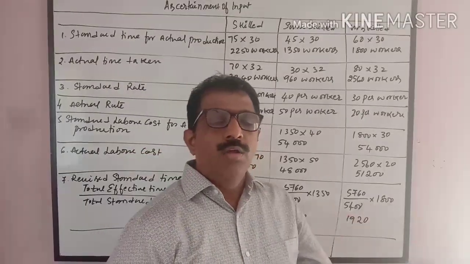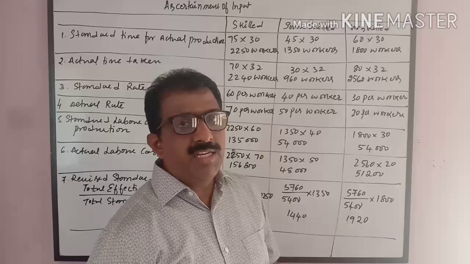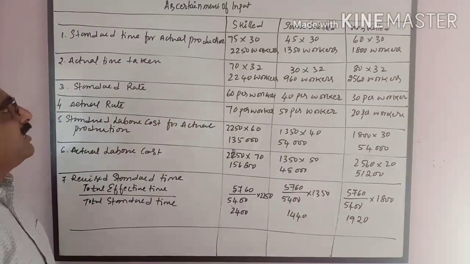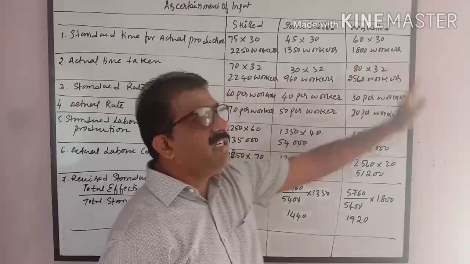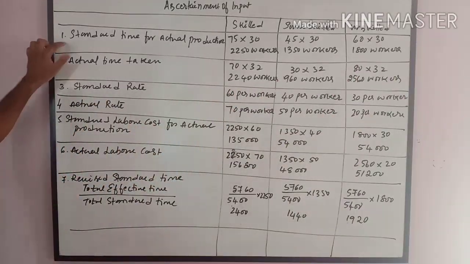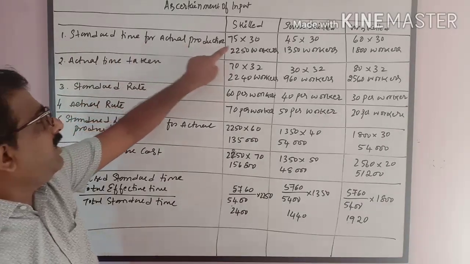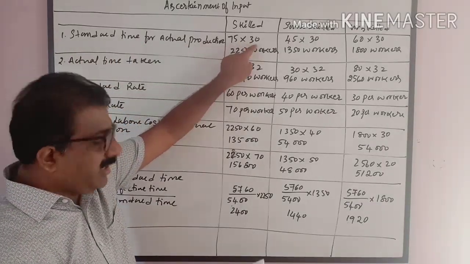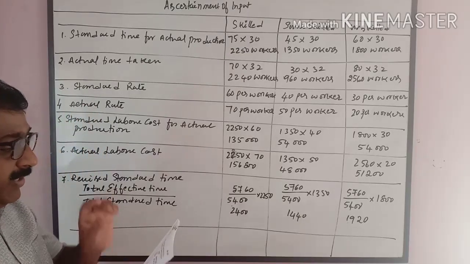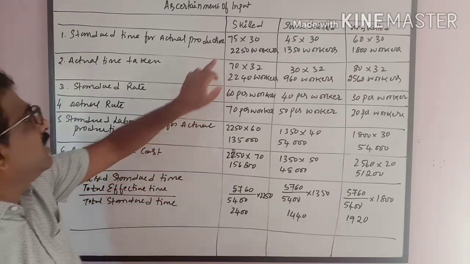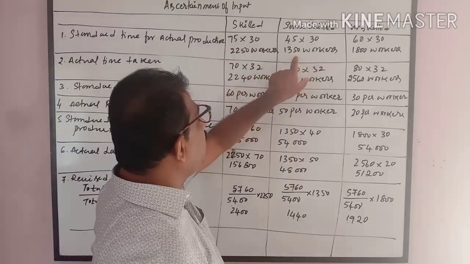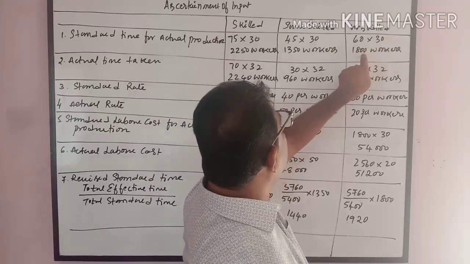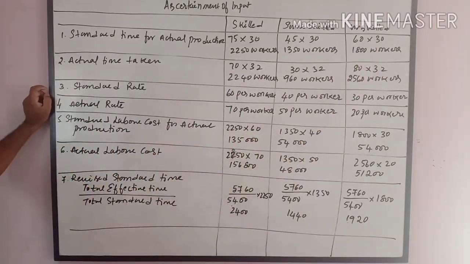Before we go for the calculations of variances, first we should prepare an assignment of input table. Make out the columns skilled, semi-skilled and unskilled laborers. Standard time for actual production: 75 laborers into 30, as given in the first paragraph, completed in 30 weeks. 75 into 30 comes to 2250, 45 into 30 is 1350, 60 into 30 is 1800. This is called the standard time for actual production.